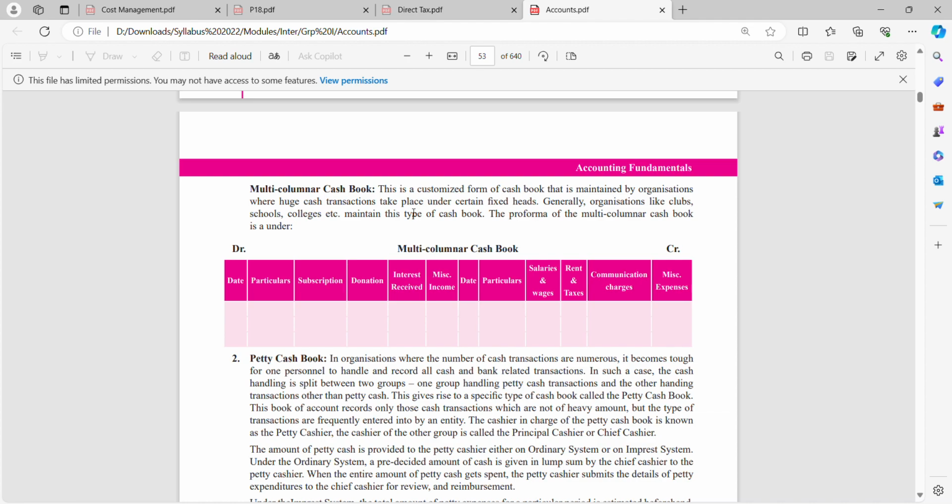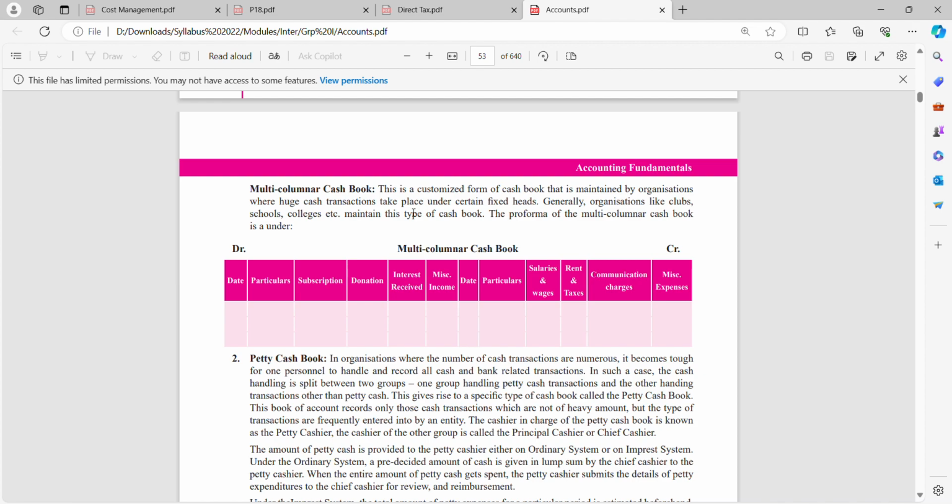So any additional income will be shown here under multi-columnar cash book. Then we have petty cash book. So what is petty cash book? Petty cash book is nothing but small amounts which I have to incur to run my business. Say printing expenses, refreshment expenses, daily small amounts. Those amounts will be reflected here.